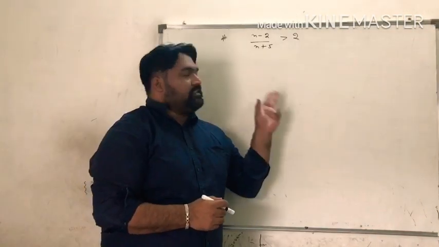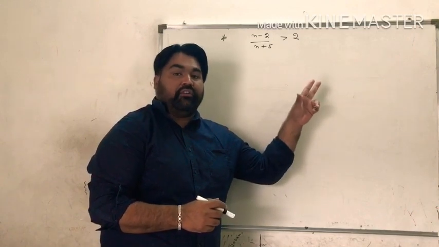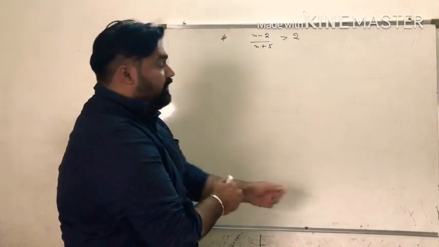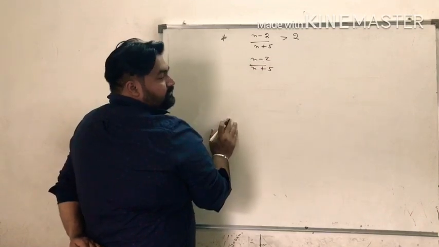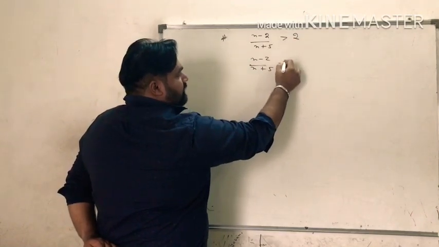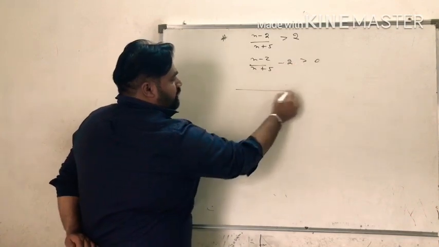So this is the last example of A upon B form. So please listen to it carefully. Now (x minus 2) upon (x plus 5). Shift 2 to this side. Minus 2 greater than 0.